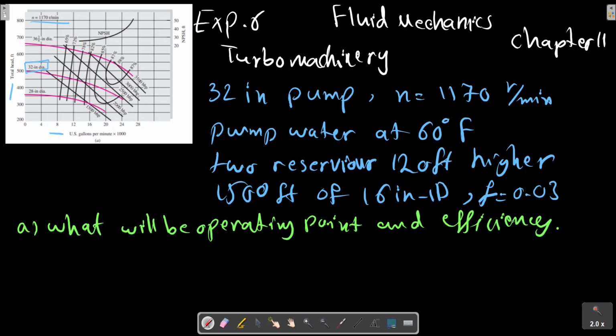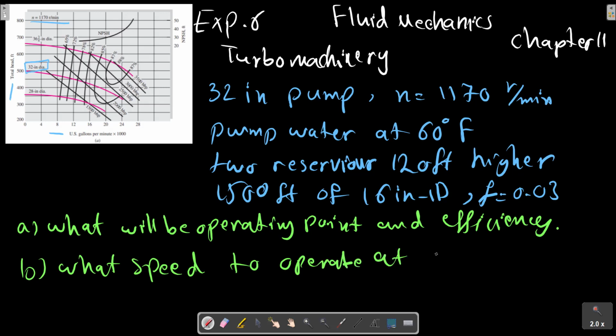To what speed should the pump be changed to operate at the best efficiency point?